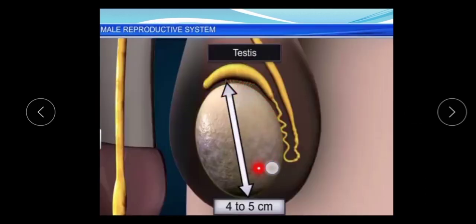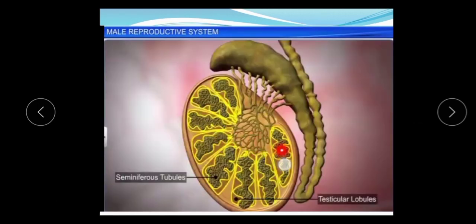In adults, the testis is oval in shape, its length is 4 to 5 centimeters and its width is 2 to 3 centimeters, and it is covered by a dense covering. This is the internal view of the testis. It has approximately 250 compartments called testicular lobules. Each lobule contains 1 to 3 highly coiled seminiferous tubules. These are the seminiferous tubules in which sperms are produced.